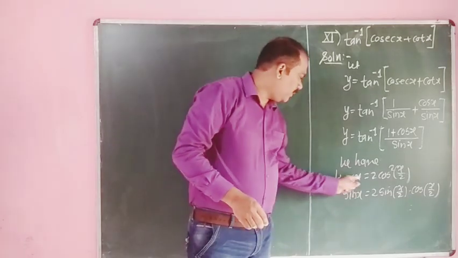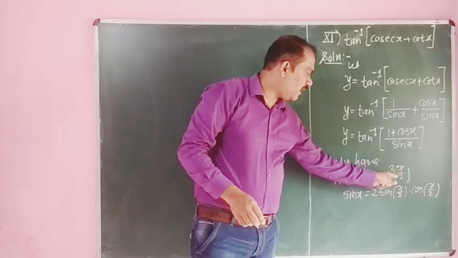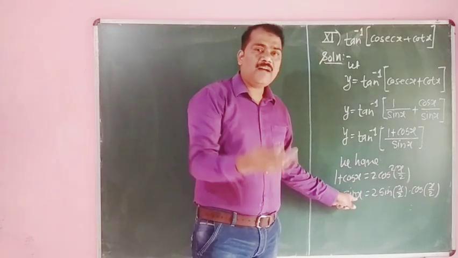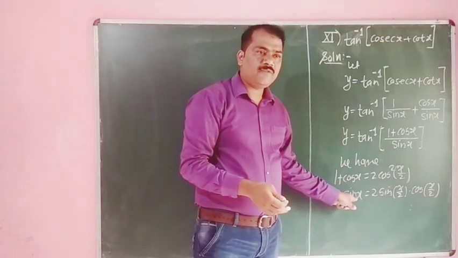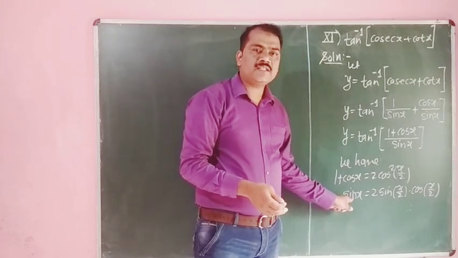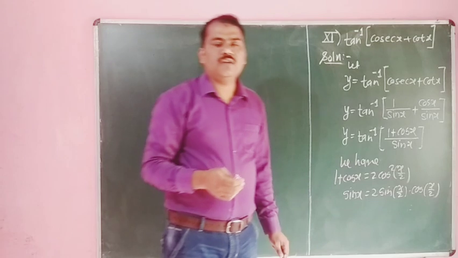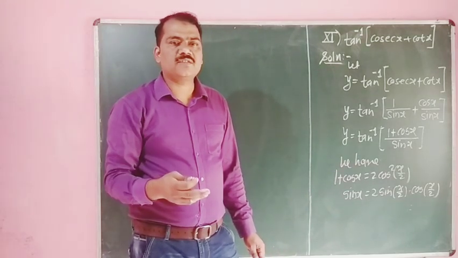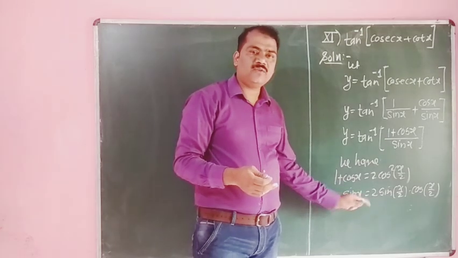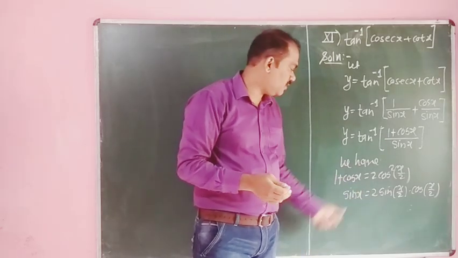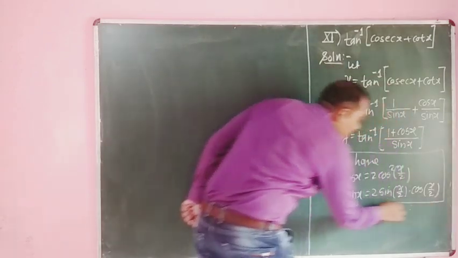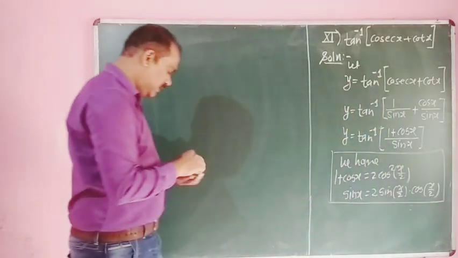Okay, 1 plus cos x is 2 times cos square x by 2. Here the angle is a half angle, so we have to convert sin x into the half angle by using the half angle formulas. We use sin(a plus b) is equal to sin a cos b plus cos a sin b. Here replace a by x by 2 and b also by x by 2. We get these formulas. We have to use it.